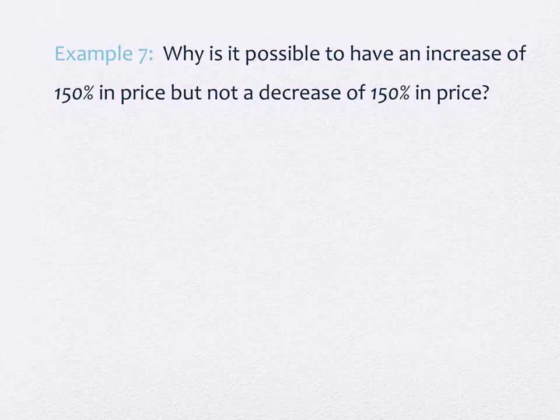Conceptual question. Why is it possible to have an increase of 150% in price, but not a decrease of 150% in price? If we decreased it, we'd end up with a negative. Okay, so that answers part of it. That's why it can't be decreased by 150%. We'd end up with a negative value. I'm just going to let you guys write it in your own words. That's the decreasing issue. We'd have a negative value if we decreased.